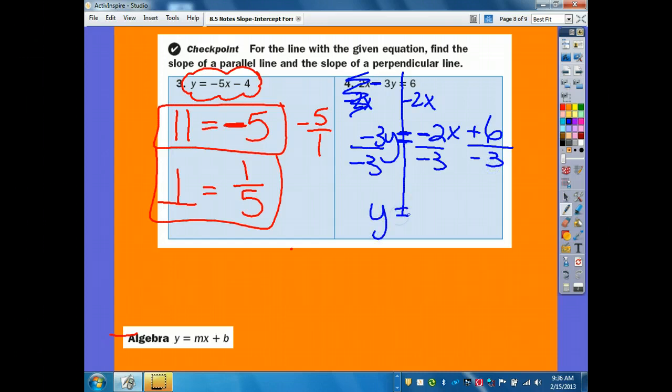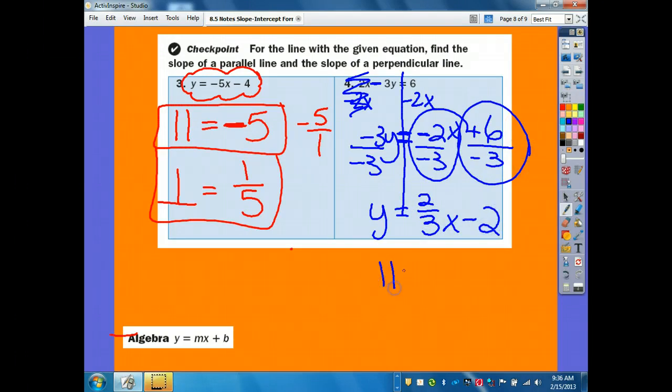Y equals, what does this turn into? 2 over 3 x. Positive or negative 2 over 3? Positive. Okay, 2/3 x. And then this turns into negative 2. So there we go. Parallel slope equals what? 2/3. It's exactly the same.